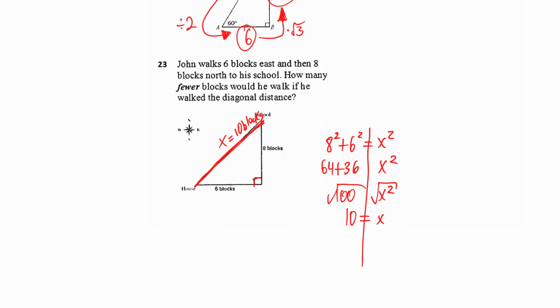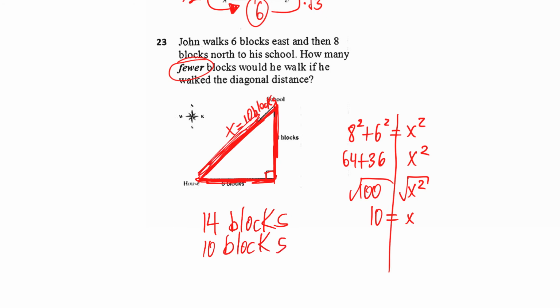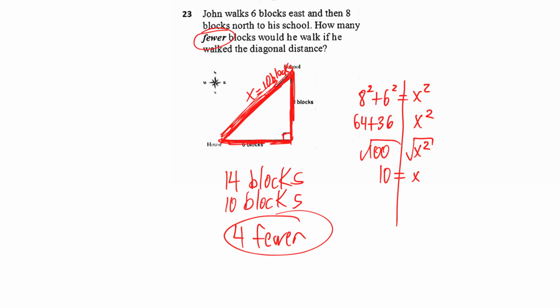Now, you got to be careful on this question because the answer is not 10 blocks. It says how many fewer blocks if he walked that way. So think about it. If he walked 6 blocks here and then 8 blocks this direction, how many blocks did he walk total going that way? He walked 14 blocks going that way. Now, if he would have gone on the diagonal, it would have just been 10 blocks, right? So how much shorter is going this way on the diagonal than going the other way? It's 4 blocks fewer. Careful, there's a question like that on your test, so make sure you're paying attention to what it's asking for there. Okay?